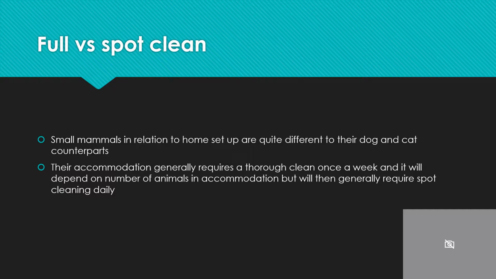In relation to cleaning out accommodation of small mammals, this may vary from their dog and cat counterparts. In relation to their care at home, it is quite normal for them to have just a full clean once a week rather than a full clean once daily. And then on a daily basis, spot cleaning would take place as appropriate. And that is generally because of the amount of substrate that they would have in their accommodation, and it is quite impractical unless really required to change that and replace it each day.